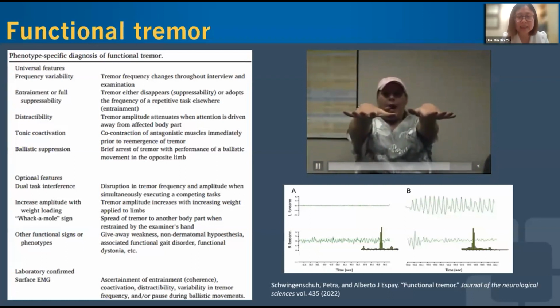For example, take a look at the accelerometry waveforms at the bottom right. This is a patient with a right hand tremor, and the left hand is unaffected. Figure A shows the tremor with the right hand, and you see no waveform for the left because it's unaffected. And figure B shows that when the patient is asked to use their unaffected left hand to tap at a slower frequency, the tremor in the right hand starts to adopt a slower frequency. So this would be a confirmatory test.